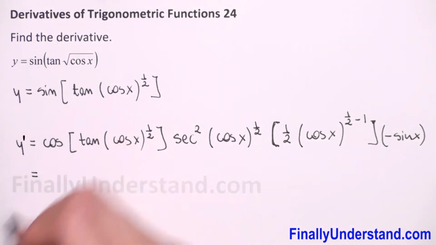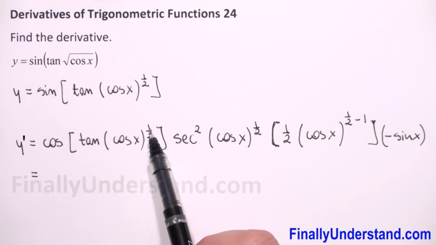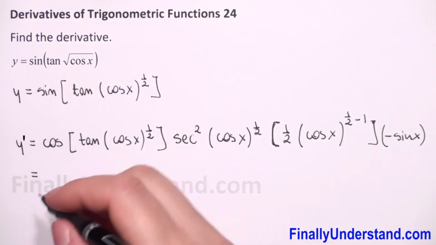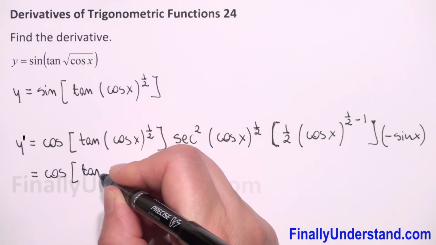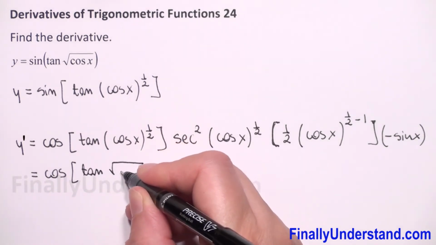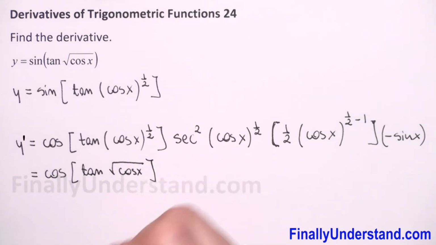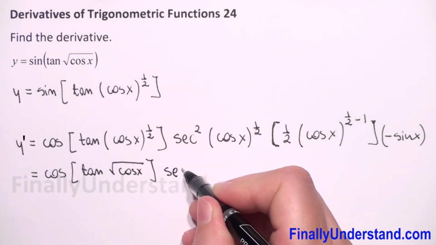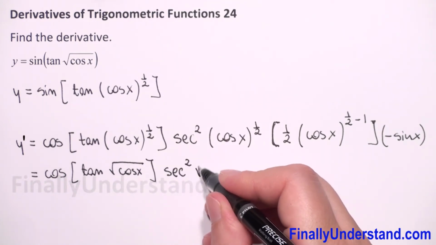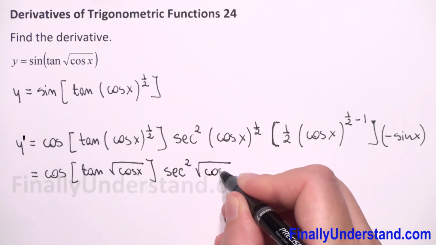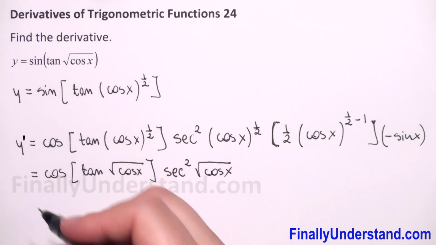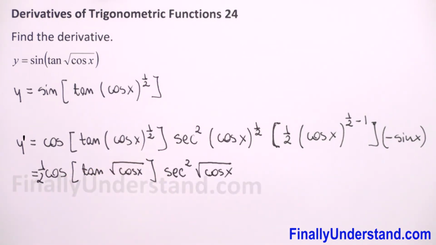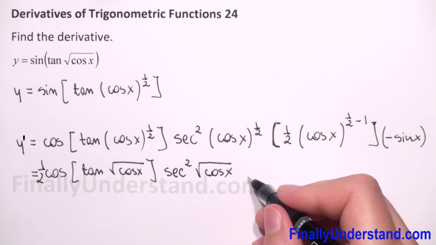So this is equal. Now we can change the power 1/2 to square root. So we have cosine of tangent of square root of cosine of x times we have secant square of square root of cosine of x times we have 1/2. So this 1/2 I will take before this whole expression.